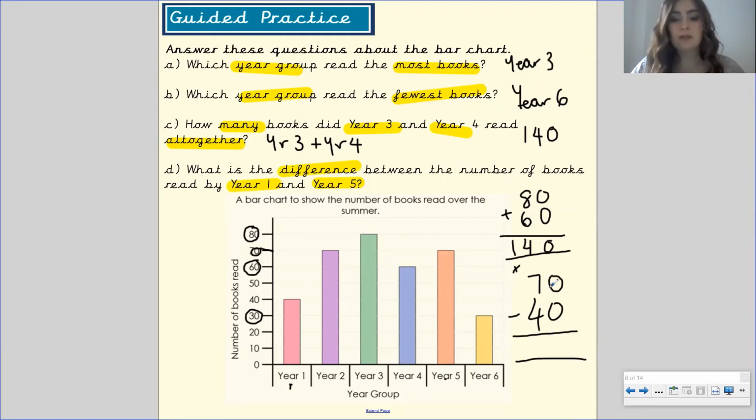So let's have a go at subtracting 40 from 70. So 0 take away 0 is 0. 7 take away 4 is 3. So that means that the difference is 30. So 30 books is the difference.